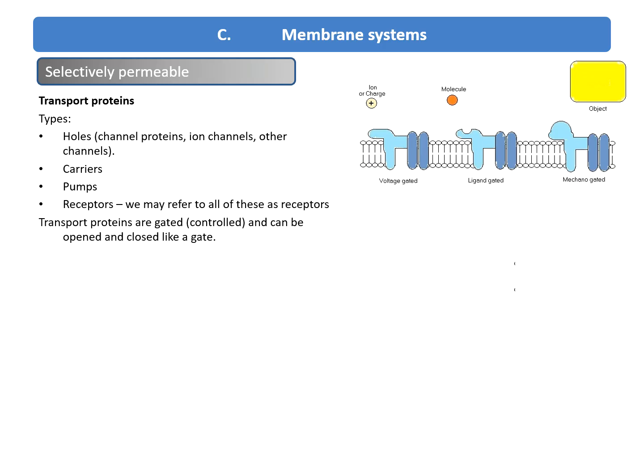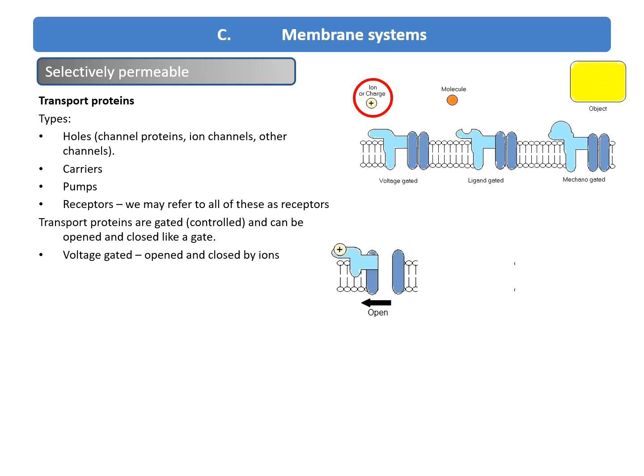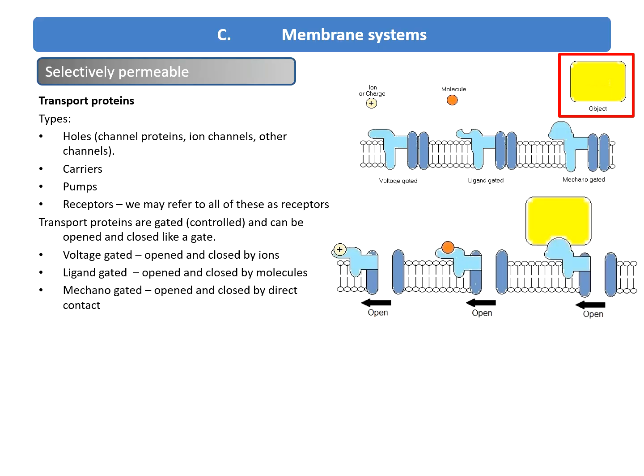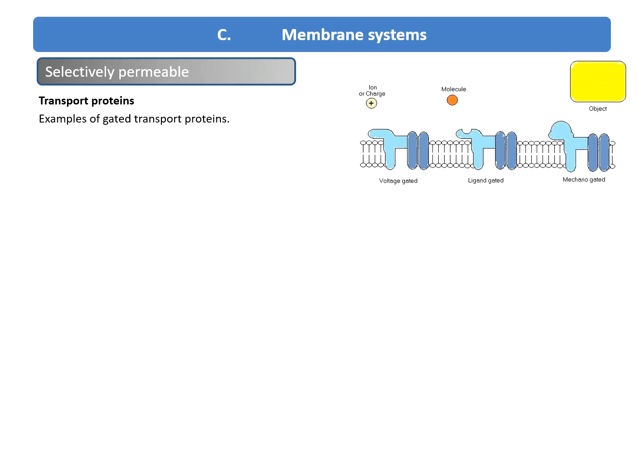Transport proteins are gated, controlled. That is, they can be opened and closed like a gate. Voltage gated are opened and closed by ions. Ligand gated are opened and closed by molecules. Mechanogated are opened and closed by direct contact. Let's look at examples of gated transport proteins.